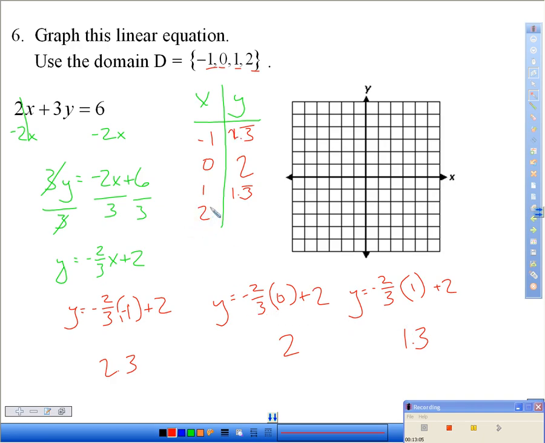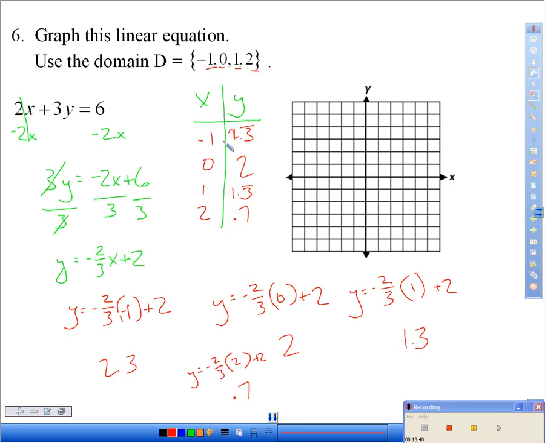And then finally, we need to substitute in 2. So we're going to take that equation one more time. Y equals negative 2/3 times 2 plus 2 and evaluate the right-hand side. So that would give us negative 0.6 plus 2, which is going to give us, oh sorry, I'm messing up again. We would get negative 1.3 plus 2 would give us 0.7, so somewhere around 0.7. All right, so that's the second step, is we need to get a table of values.